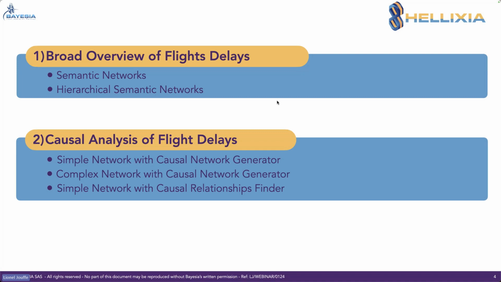And then after that, I'm going to directly switch to the causal analysis of flight delays by creating a very first simple Bayesian network, causal Bayesian network with a causal network generator. Then I'm going to go through a much more complex network. And after that, I'm going to illustrate the utilization of the causal relationships finder. So it's more or less the same thing as a causal network generator, but using here a set of predefined nodes, right?